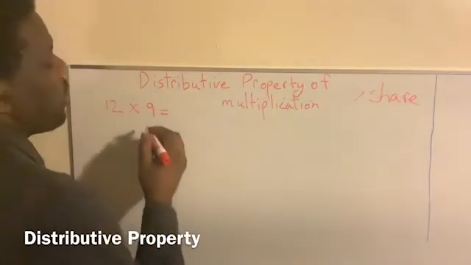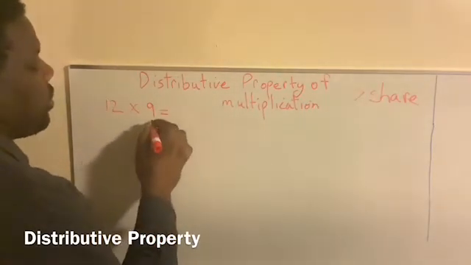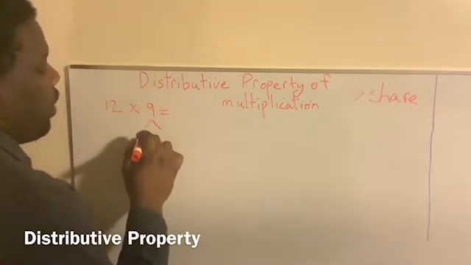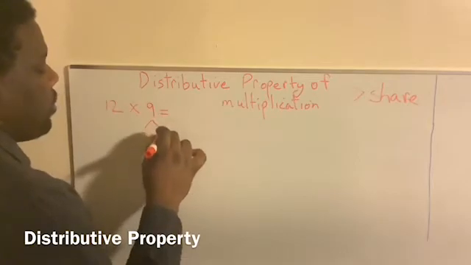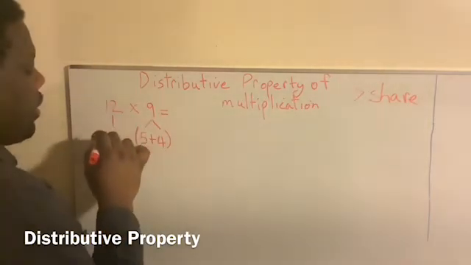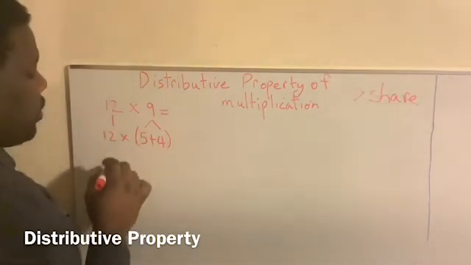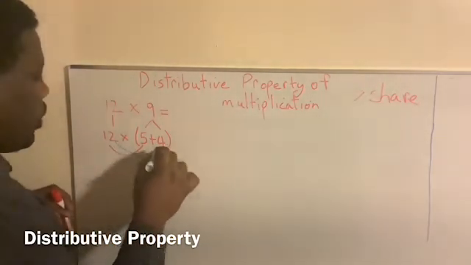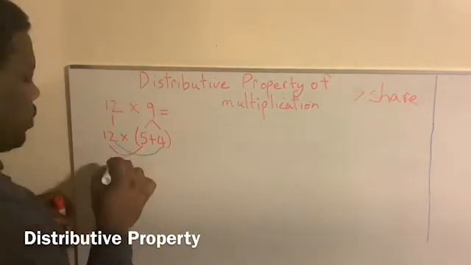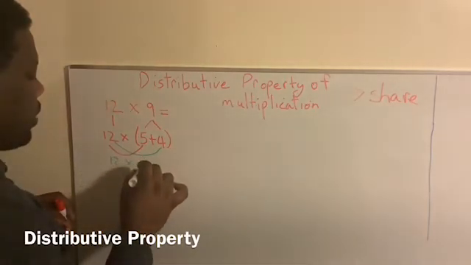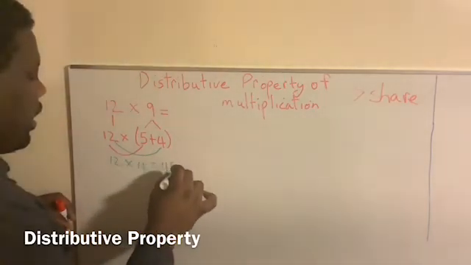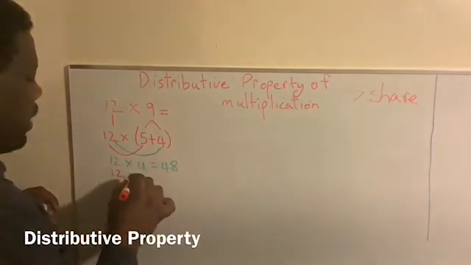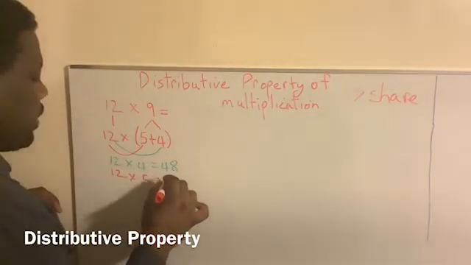Suppose you decide, well, you're going to break up the 9 instead. So you can possibly break up 9 into 5 plus 4. The 12 stays the same. So we have 12 times 5, and then we have 12 times 4. 12 times 4 is equal to 48. 12 times 5 is equal to 60.